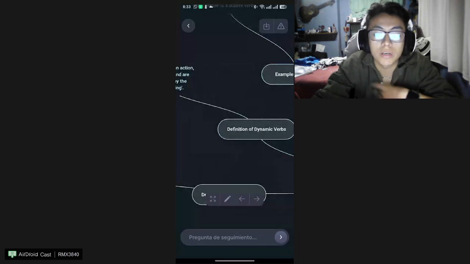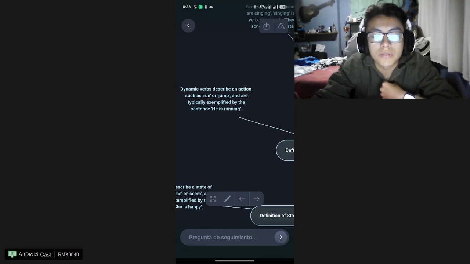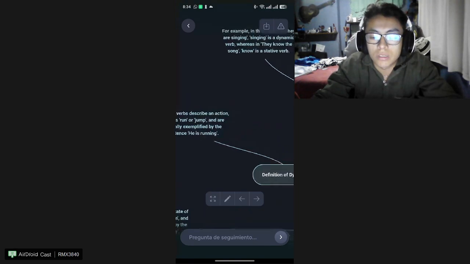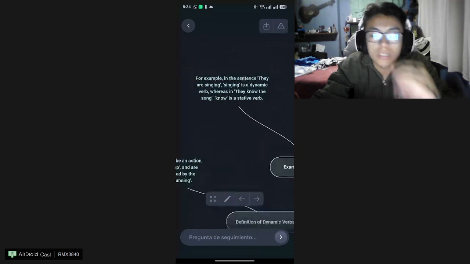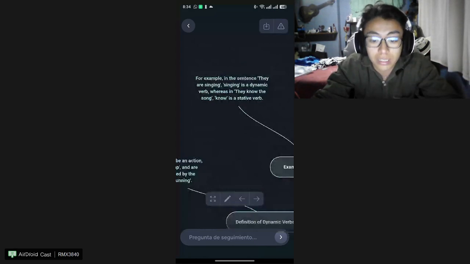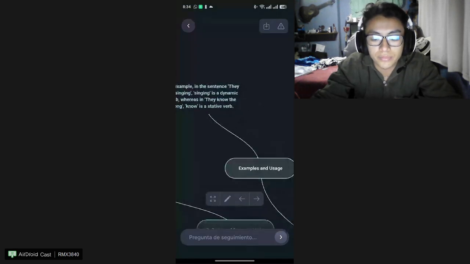Definition of dynamic verbs. Dynamic verbs describe an action, such as run or jump, and are typically exemplified by the sentence, he is running. For example, in the sentence, they are singing, the verb singing is a dynamic verb, whereas in, they know the song, the verb know is a stative verb.